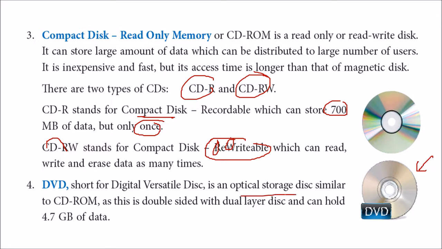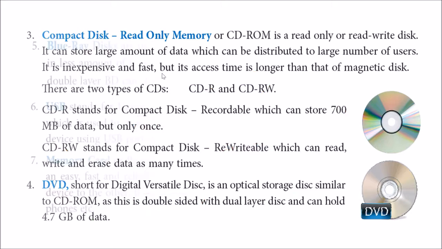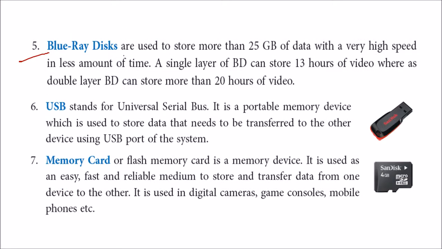DVD is digital versatile disk, and this has optical storage. These are optical storage disks, which are similar to CDs, but the data is stored double-sided with dual layer, and this holds around 4.7 GB of data. Then we come to the Blu-ray disk, which holds more than 25 GB of data. So on a BD Blu-ray disk you can have around 30 hours of video, and with a double layer BD, you can save up to 20 hours of video.